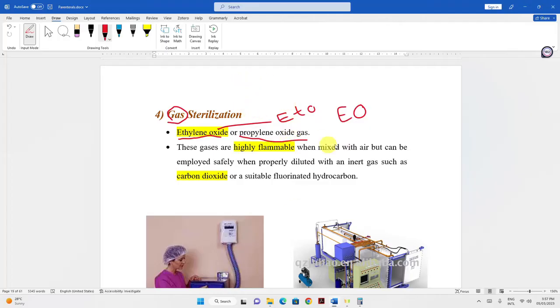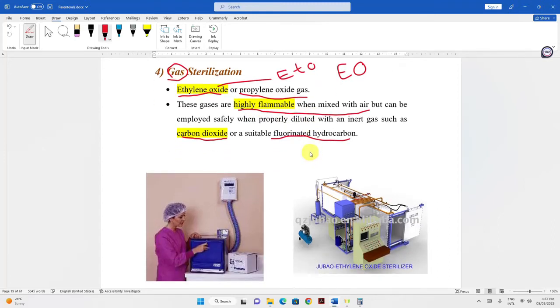The problem with these gases, they are highly flammable when mixed with air. That's why when we want to use this gas, we dilute it with carbon dioxide or other suitable fluorinated hydrocarbon, to prevent the risk from these highly flammable gases.